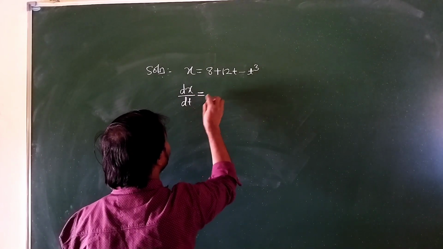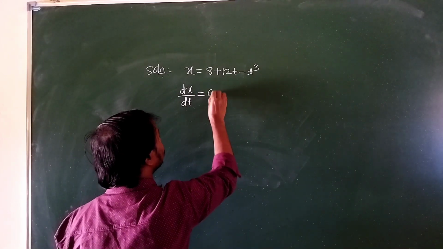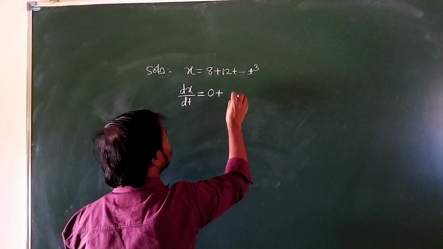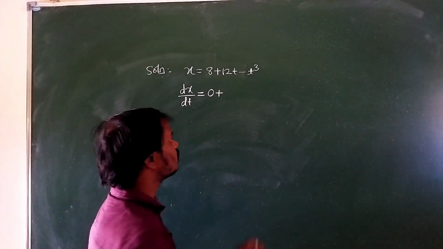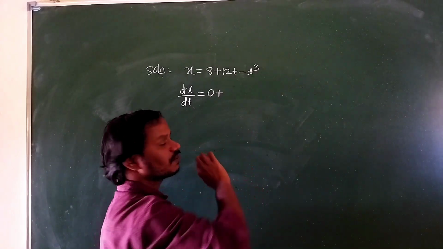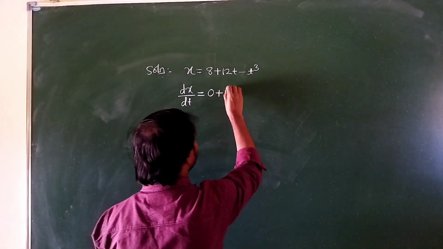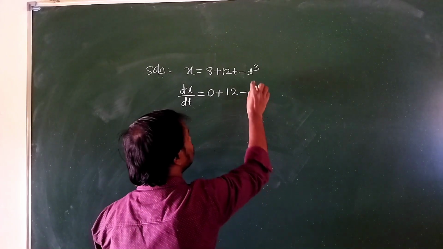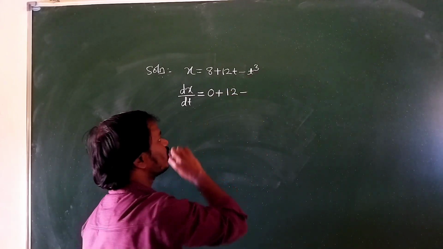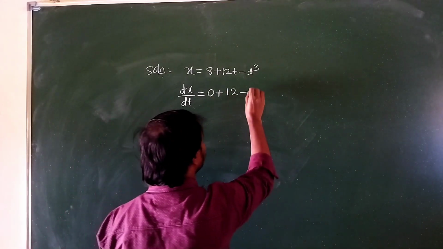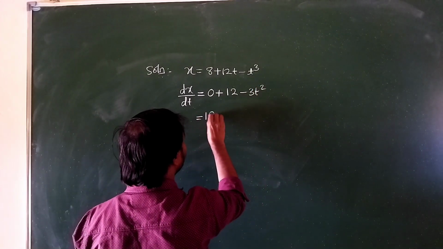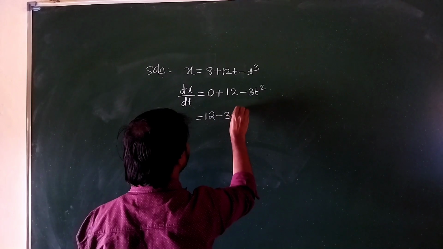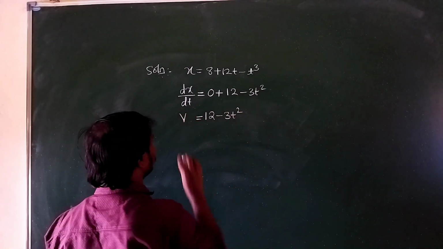Differentiation of 8 with respect to t is 0. Then plus differentiation of 12t with respect to t, that is 12, because differentiation of t with respect to t is 1, hence it is 12. Minus differentiation of t^3 with respect to t, that is 3t^2. Now this can be written as 12 - 3t^2, and that is the velocity.